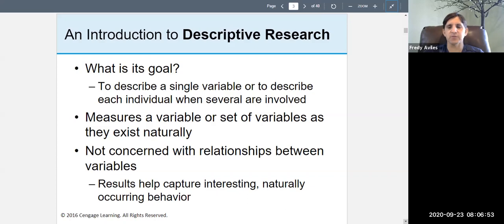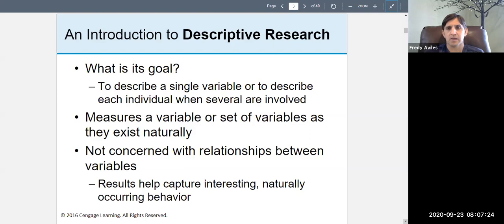What is descriptive research? Okay, what is the goal of descriptive research? The goal of descriptive research is to describe a single variable or to describe each individual when several are involved. That sounds a bit technical, but with descriptive research, basically you measure a set of variables that exist naturally. That would be if you're doing an observation, or you can measure variables, let's say, with a survey.